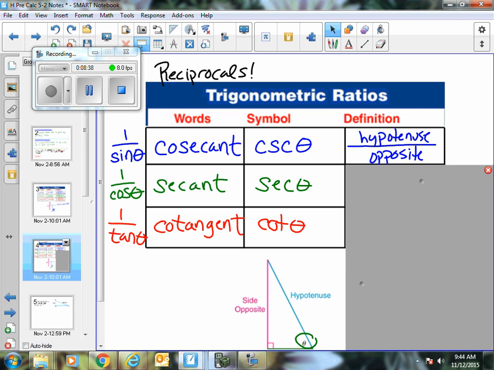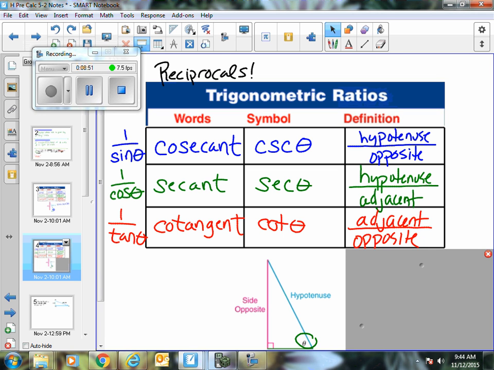Cosine was adjacent over hypotenuse. That means we're going to be hypotenuse over adjacent. And then the last one, tangent and cotangent. Tangent is opposite over adjacent, so that means we're going to have adjacent over opposite.